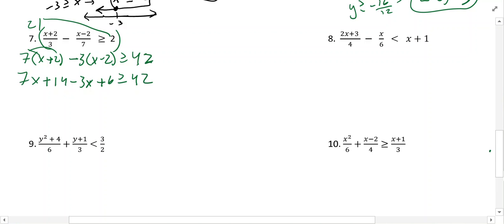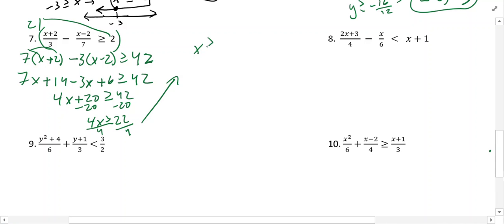All right, so let me combine my like terms on the left-hand side first. So 7x minus 3x is 4x. 14 plus 6 is going to give me plus 20, greater than or equal to 42. So then I need to get x by itself, so I'm going to subtract 20 from both sides. So I get 4x is greater than or equal to 22. So I'm going to divide each side by 4. So I get x is greater than or equal to, and remember you always want to simplify, 11 over 2.